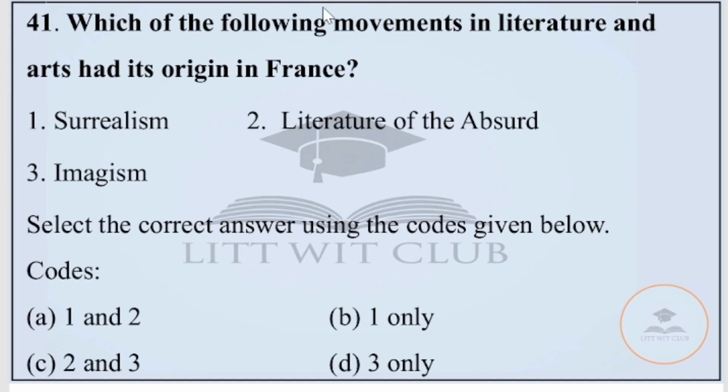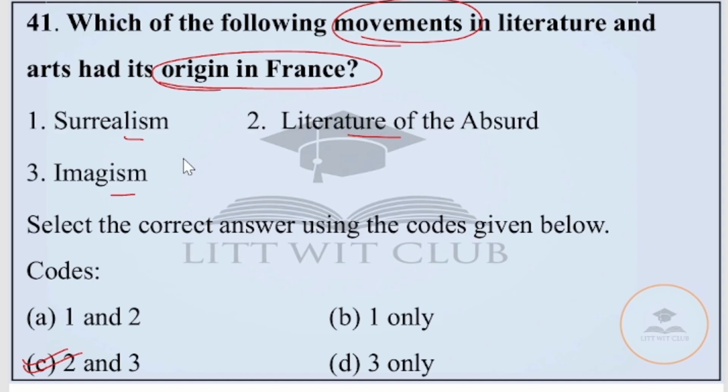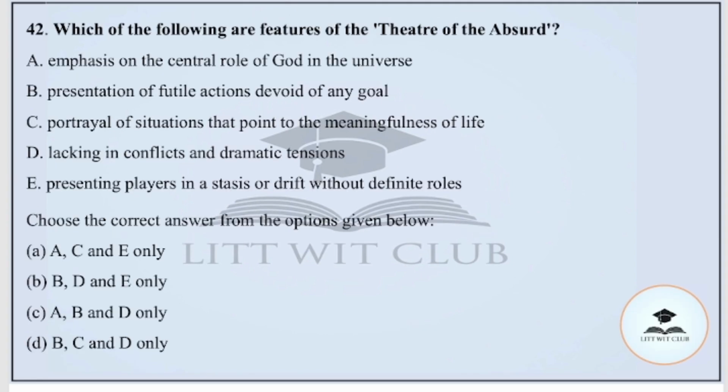Question number 41. Which of the following movements in literature and arts had its origin in France? Surrealism, literature of the absurd, imagism. And the correct answer is option number C, that is second and third. Means literature of the absurd and imagism had their origin in France.